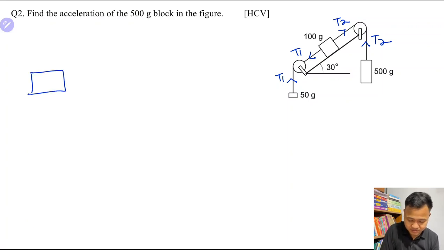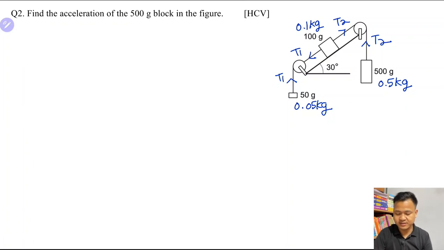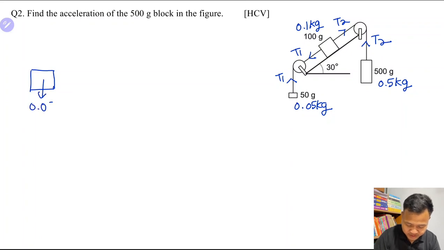Okay, so I have 50 grams. Let's write everything in kg. 50 grams is 0.05 kg. 500 grams is 0.5 kg. 100 grams is 0.1 kg. So for the 0.05 kg block, 0.05 into 10, weight.